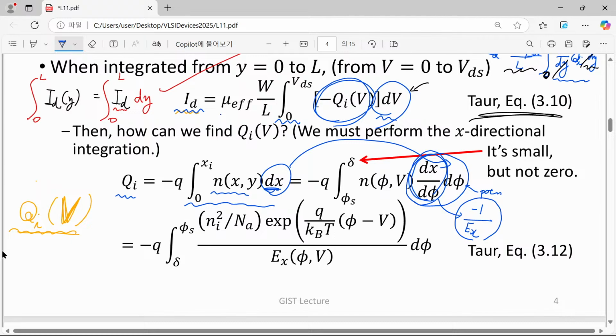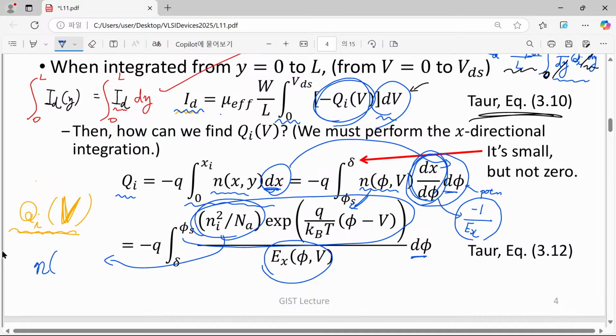So you can see that here we have 1 over Ex and d phi. And here we have electron density. Electron density is simply given as its usual form we assume. So ni squared divided by Na. What is it? This is nothing but the electron density at x equal to infinity. This is an extremely small number. So now you can see that this is the general expression.